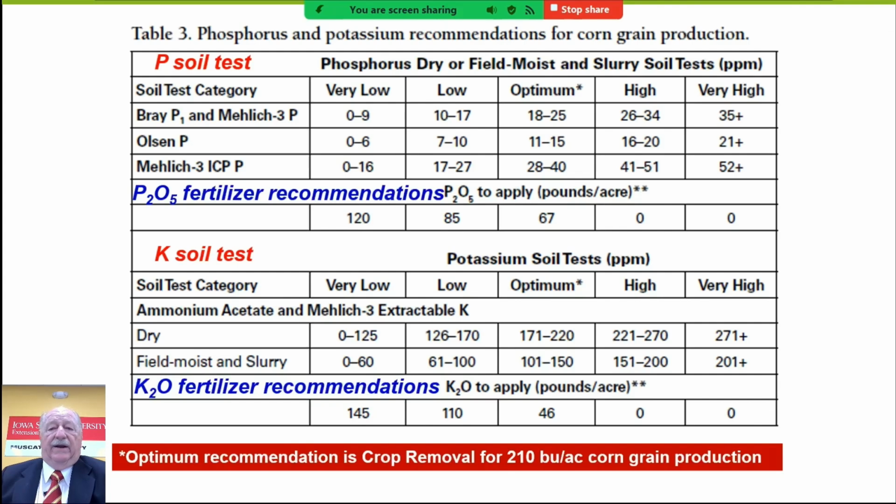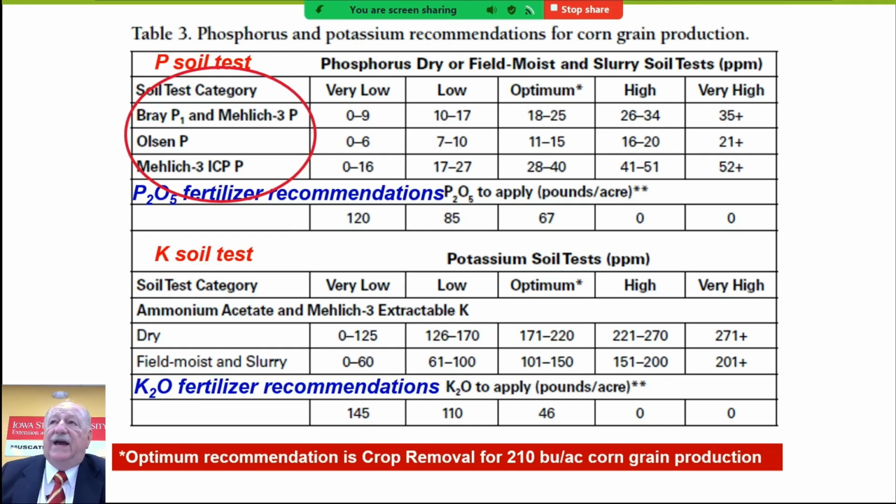Now we're at table 3, and as I indicated earlier, this is the one I'm going to use as an example. Recognize that tables 4 and 5, 4 for soybeans, 5 for a corn-soy rotation, work exactly the same way. There are a few different numbers on there, but it works exactly the same way. If we look at table 3, one of the things we will notice is that there are actually 4 different tests for phosphorus from which the laboratories can choose. There's the Bray P1, the Mehlich 3P, the Olson P, and the Mehlich 3 ICP.